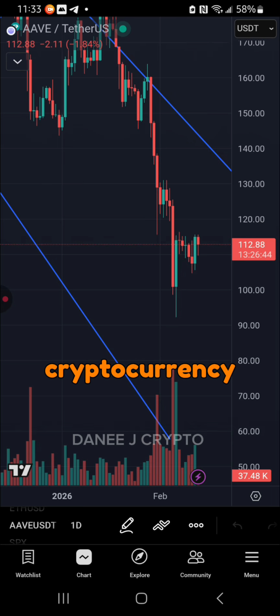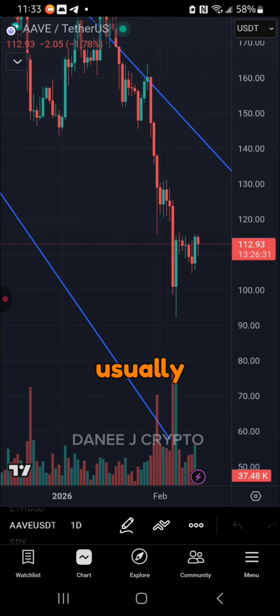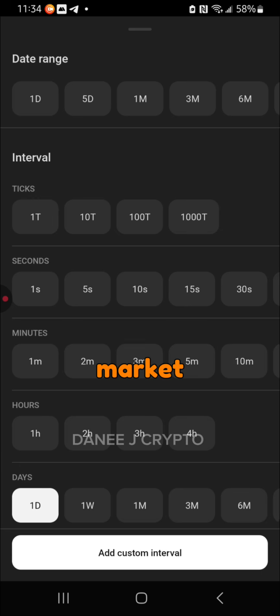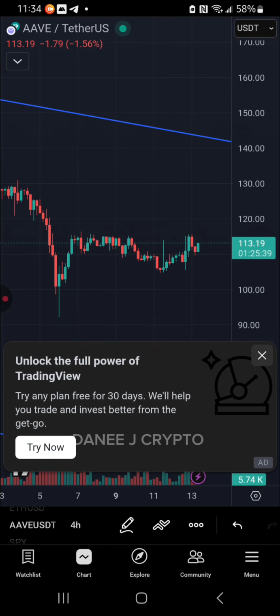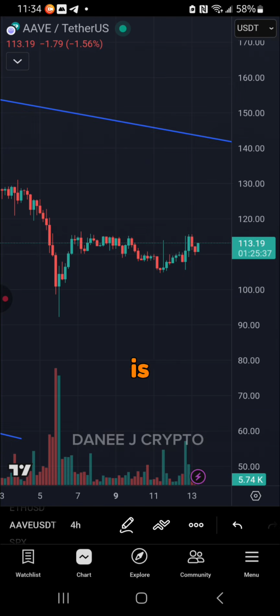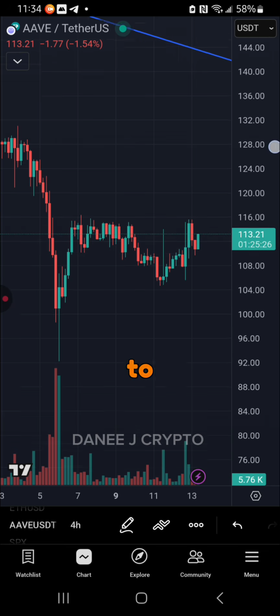After picking the cryptocurrency, you're going to head over to TradingView to search for it. In this case, I've searched for it, and it is right here. I usually use a higher time frame to analyze the market. Mostly I use the 4 hour time frame to do all of this, and the 4 hour time frame is very good because it will wipe off all those noises if you come to think of it.